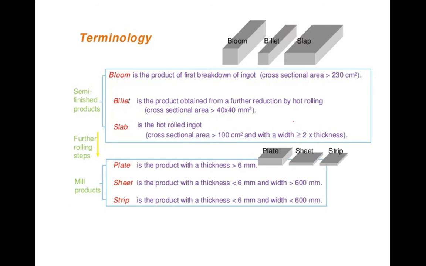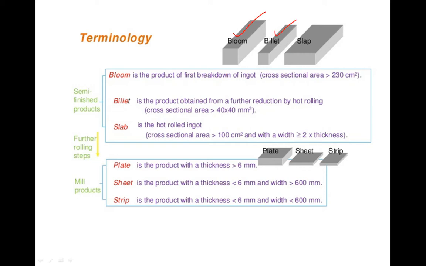These are the basic terminology used in the rolling process: bloom, billet, slab, plate, sheet, strips. So what do you mean by bloom? Bloom is the product of the first breakdown of an ingot. The cross-sectional area is greater than 230 square centimeters. That is called a bloom.